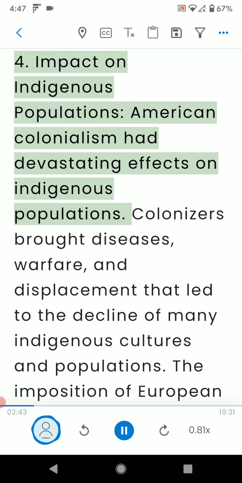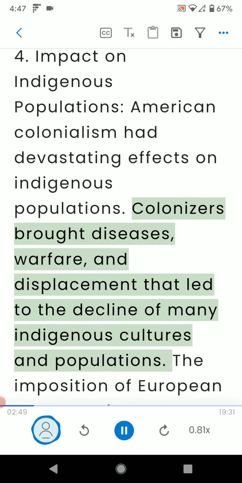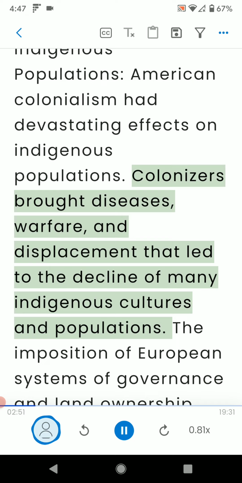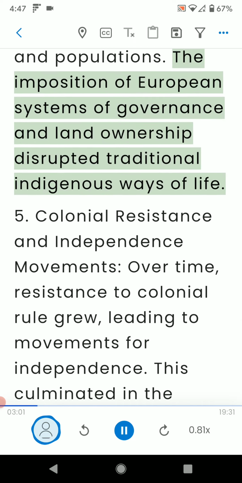American colonialism had devastating effects on indigenous populations. Colonizers brought diseases, warfare, and displacement that led to the decline of many indigenous cultures and populations. The imposition of European systems of governance and land ownership disrupted traditional indigenous ways of life.